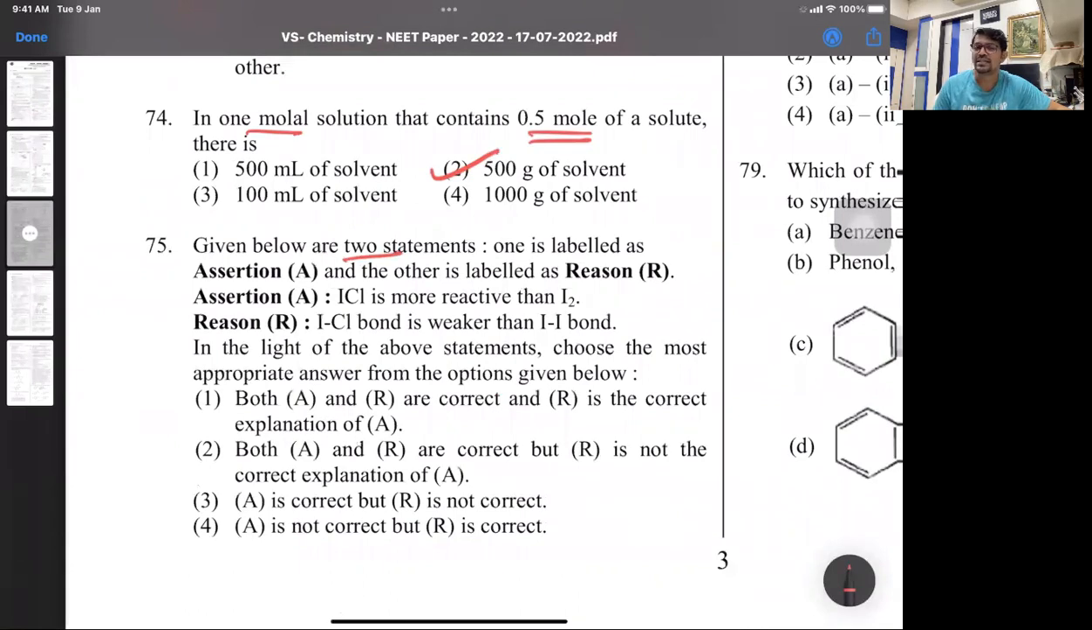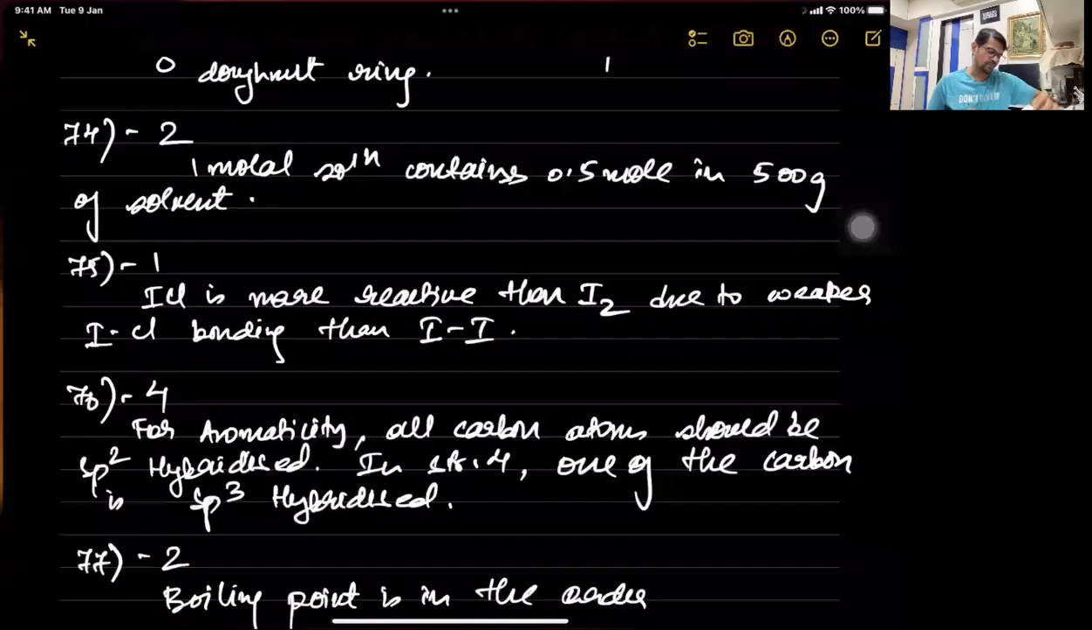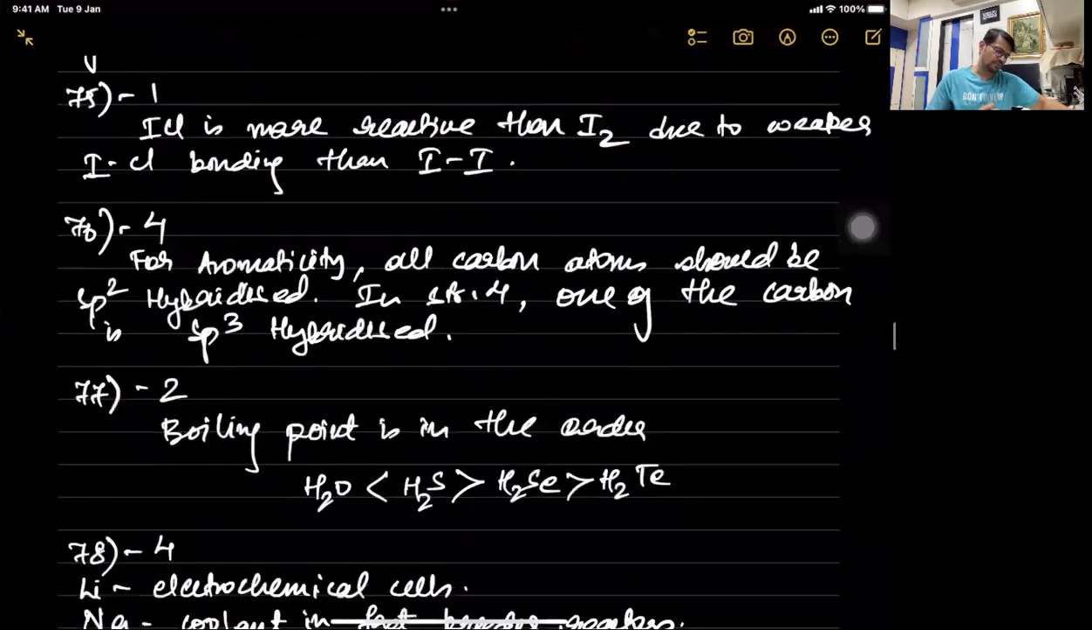Why? It says the ICl bond is weaker than iodine. That's correct, because the ICl bond will be weaker, because I-I is basically a non-polar bond. And in ICl, there'll be a difference in EN. So due to that, there'll be polarity, and both being halogens, chlorine being more electronegative will pull the shared pair. So the bond is weaker, it will break faster. So in this slide, the correct statement: yes, both assertion and reason are correct, and the reason is the correct explanation of the assertion. So 75 is 1. That's the first part.